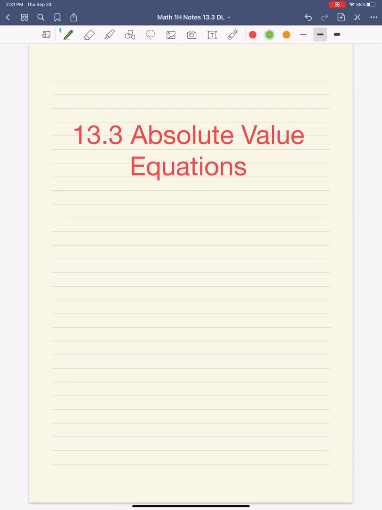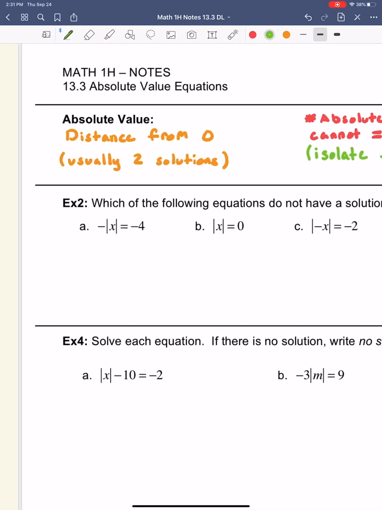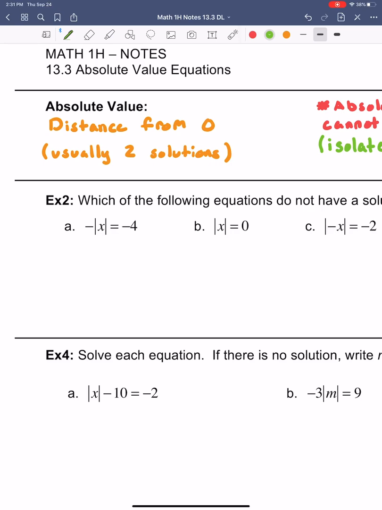All right, we're going to jump into lesson 13.3, which is on absolute value equations. And we'll start with a definition here. Absolute value is the distance from zero. A lot of times you're going to end up with two solutions here, because if they're asking you for the absolute value of, let's say, 3, they're asking you which two numbers are 3 units away from 0.